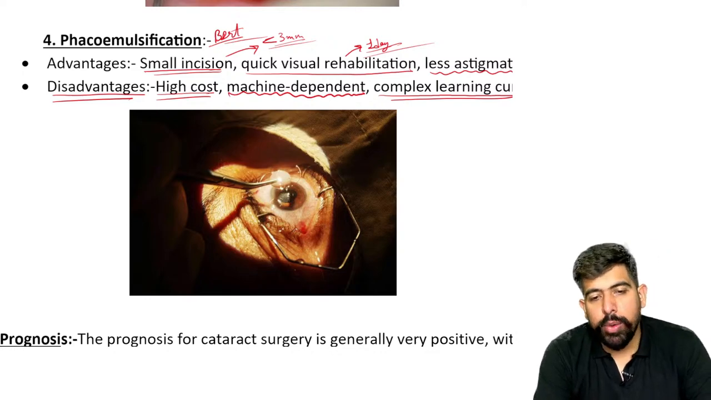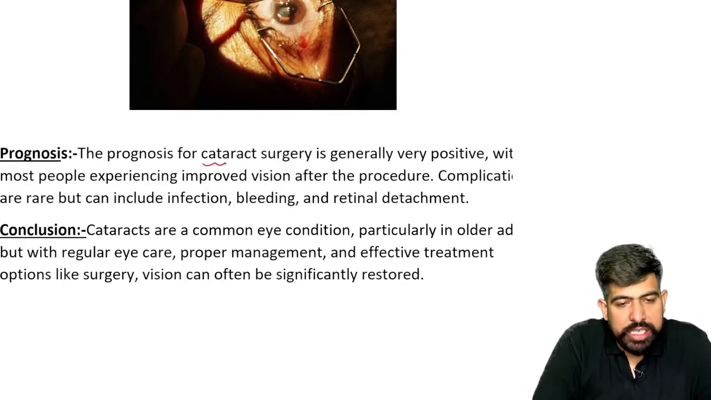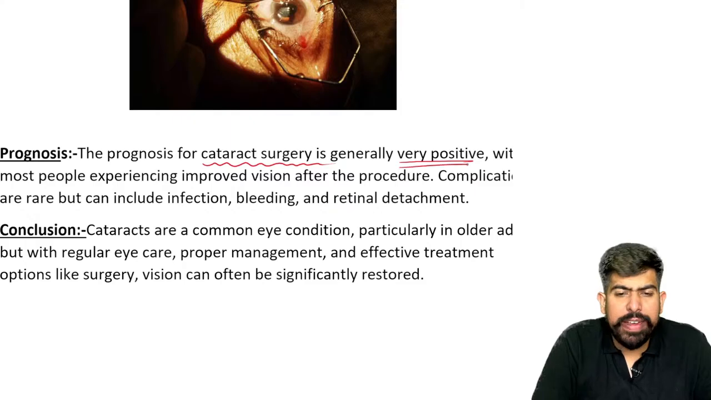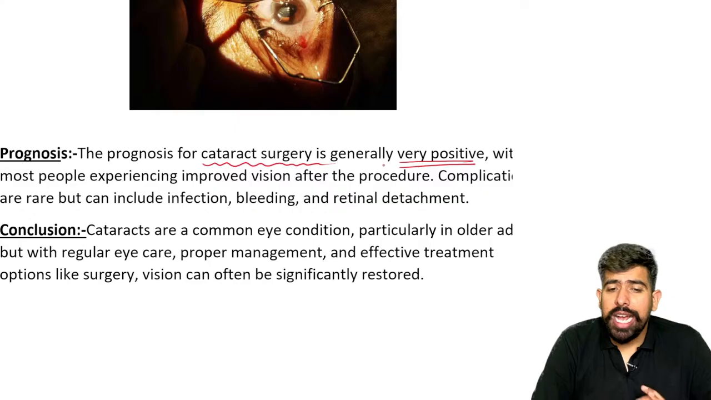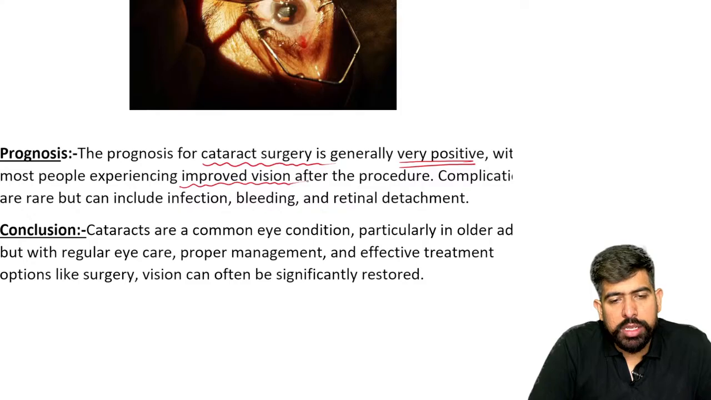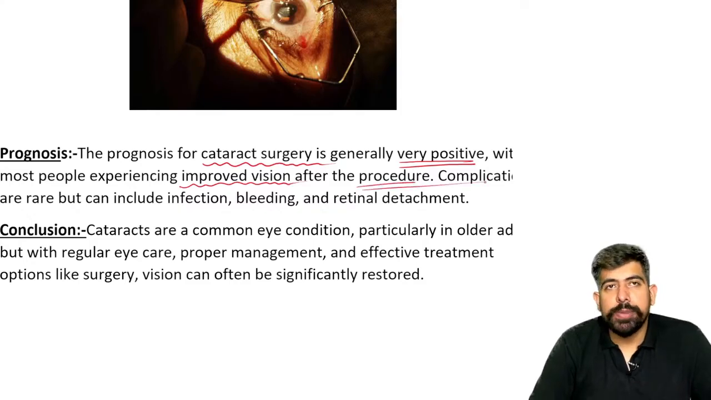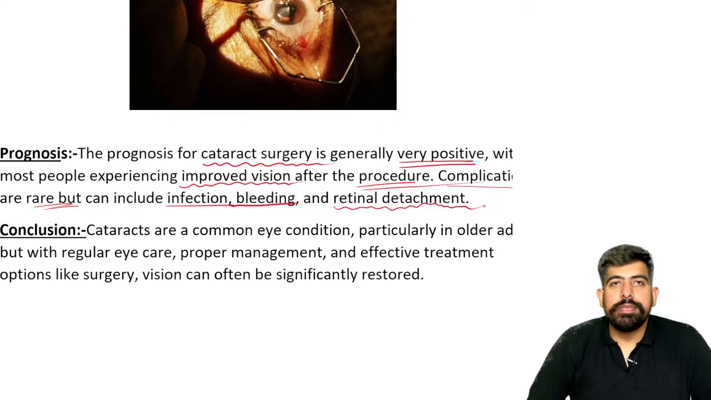Now, what is the prognosis of this cataract? Please remember about it. The prognosis of cataract surgery is generally very positive. It means once we do the surgery, the patient will get vision back after the procedure. Most people experience improved vision after the procedure. Complications are rare, but infections, bleeding, and retinal detachment can cause a poor prognosis of these surgeries.